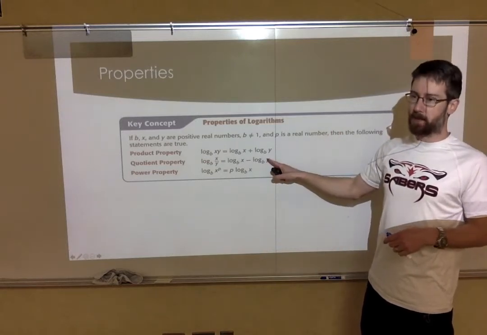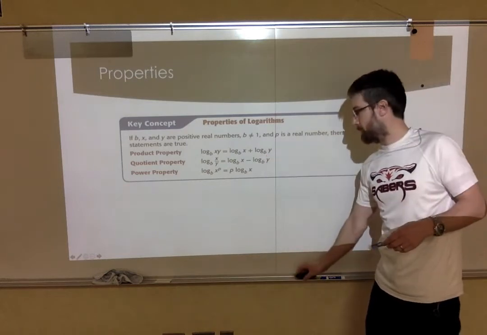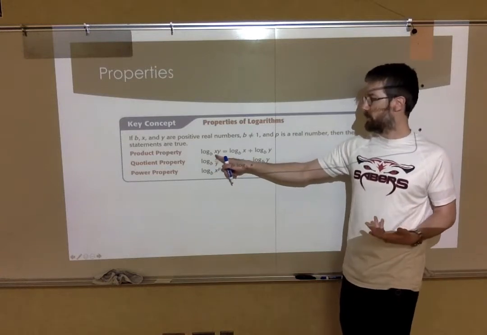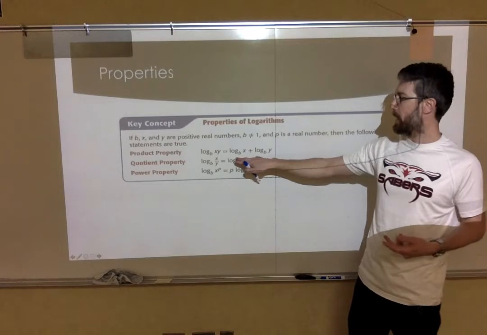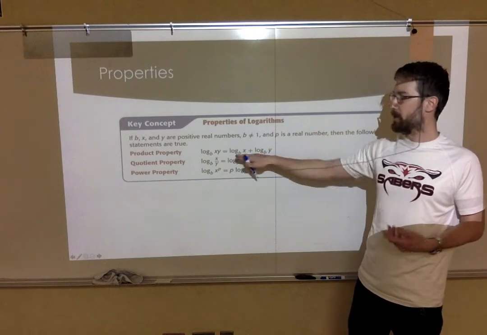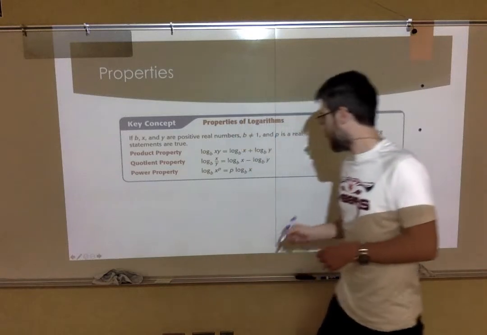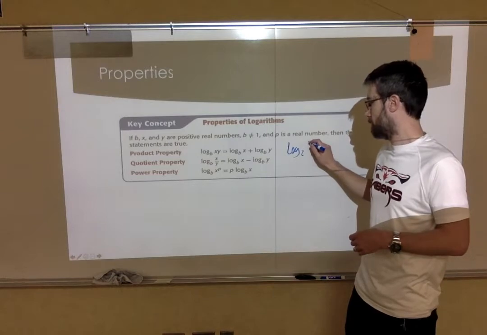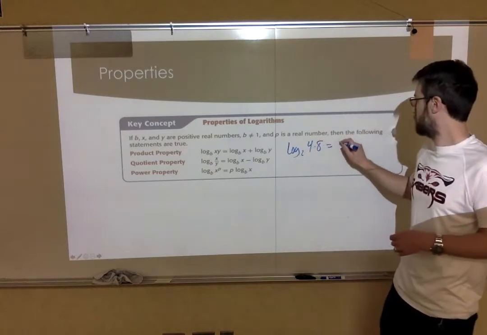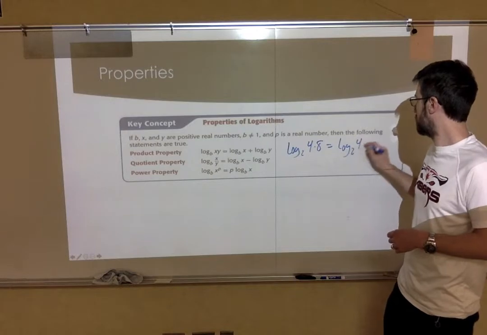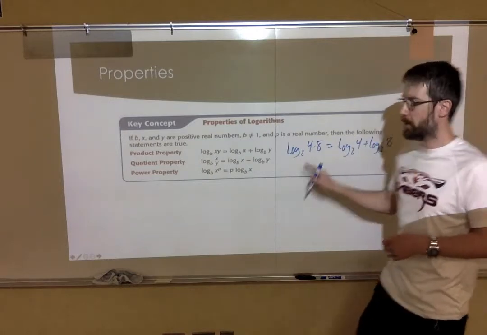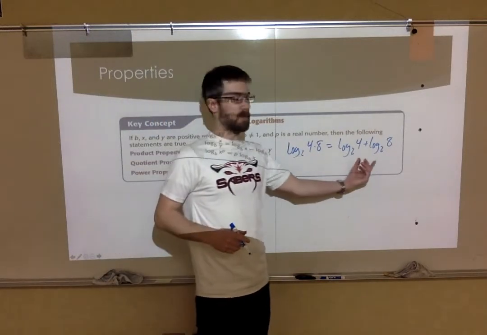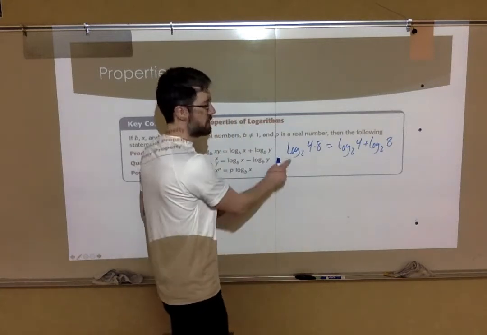Now, why these properties work the way they do, I'm going to show with some simple examples. For our first one, the product property: if you are taking the log of the same base of two numbers that are multiplied together, you can expand that by adding the individual logs together. So, for example, if we look at something like log base 2 of 4 times 8, I can show that they equal the same thing.